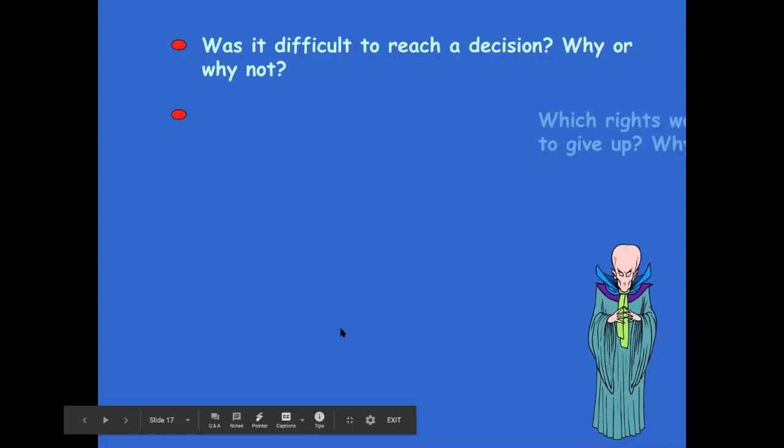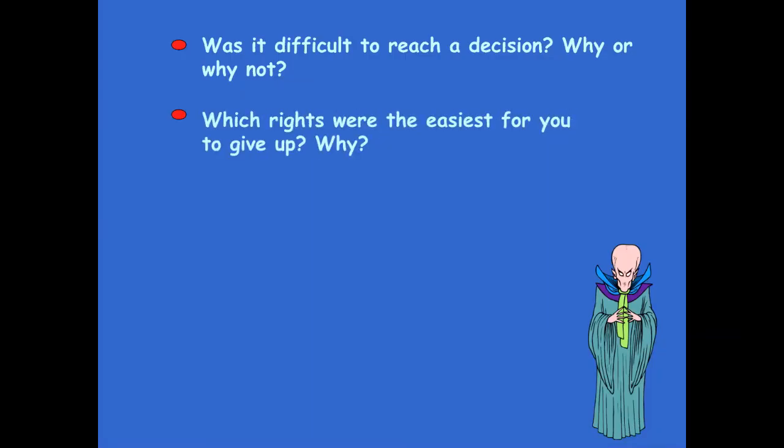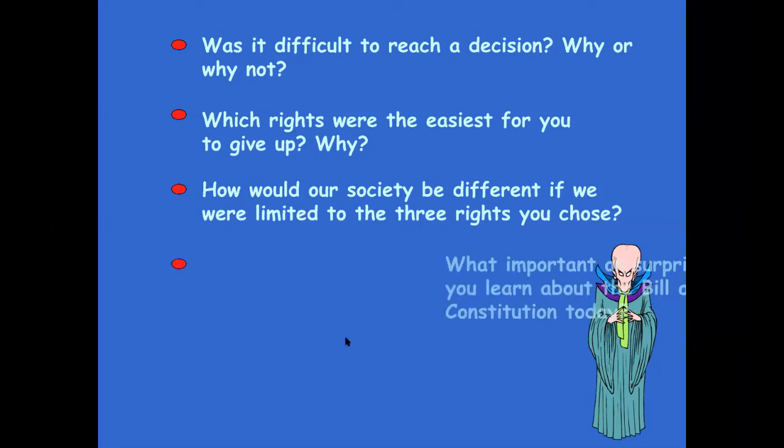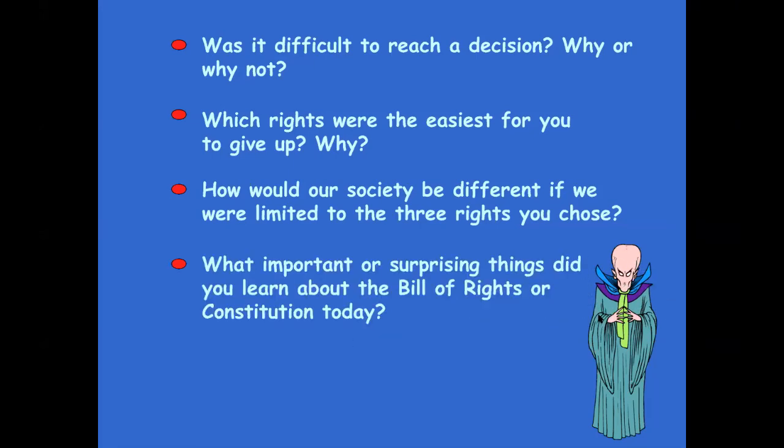Let's take a look. Was it hard for you to decide on which amendments? Which rights were easiest for you to give up and why? You can answer these questions in the chat area. You can answer one or more of these questions, totally up to you. You also might want to make a comment, how would our society be different if we were limited to the 3 rights that you chose? Was there anything surprising that you learned about the Bill of Rights or the Constitution today?